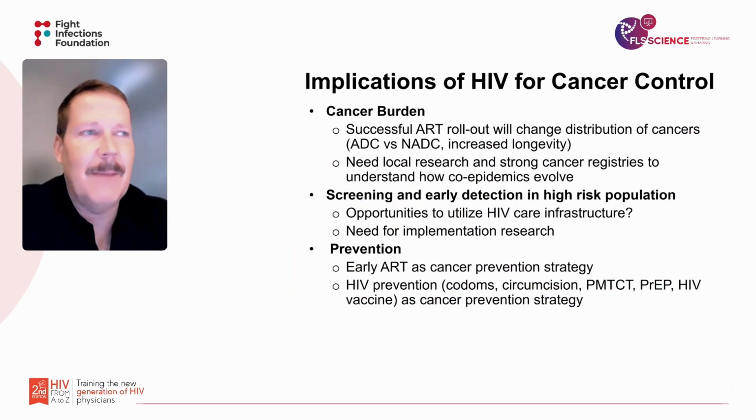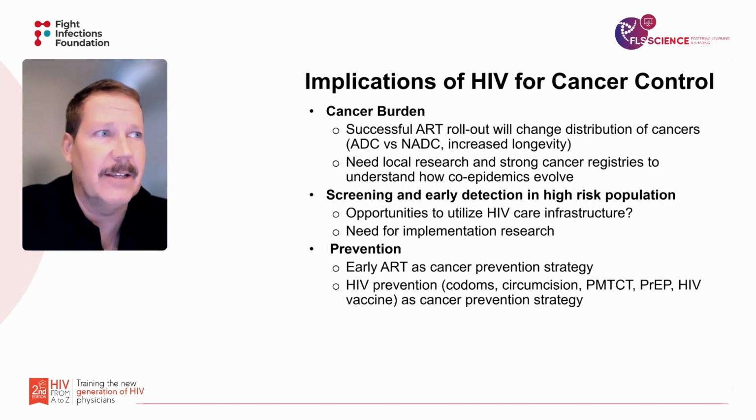So I think, just summarizing some of the key points here, ART certainly has a role in impacting our cancer burden. And we've seen that it will likely change the distribution of cancers, increasing the more, quote, non-AIDS defining cancers, but that the overall cancer burden will likely remain high in our population of people living with HIV. And we need local research and strong cancer registries to understand how the co-epidemics evolve locally. There's a need and opportunity for screening and early detection in high-risk populations. And perhaps we can better utilize HIV care infrastructures, particularly in other LMIC, low and middle income countries, to better perform screening in our high-risk HIV populations.